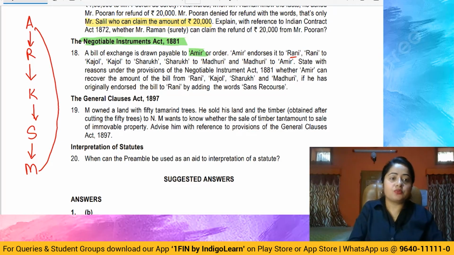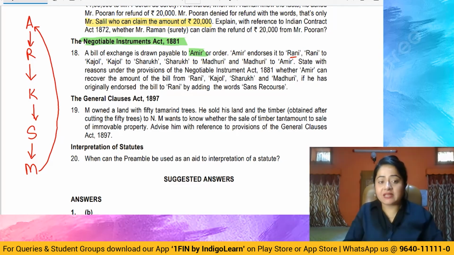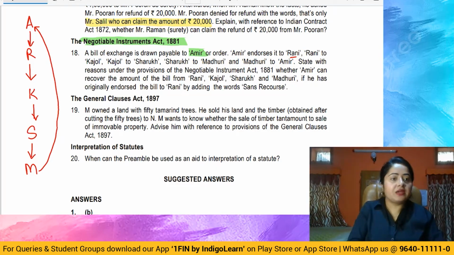Madhuri sends this instrument or endorses it in favor of Amir. So, this instrument has circulated back to the person who initially was supposed to receive the payment. So, this instrument has completely circulated back, or been negotiated back, to its original payee. Okay, let's read this question further.